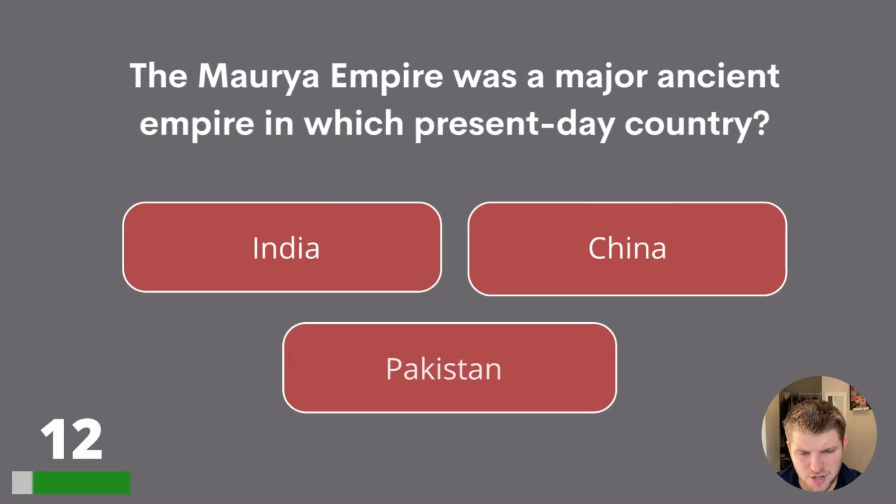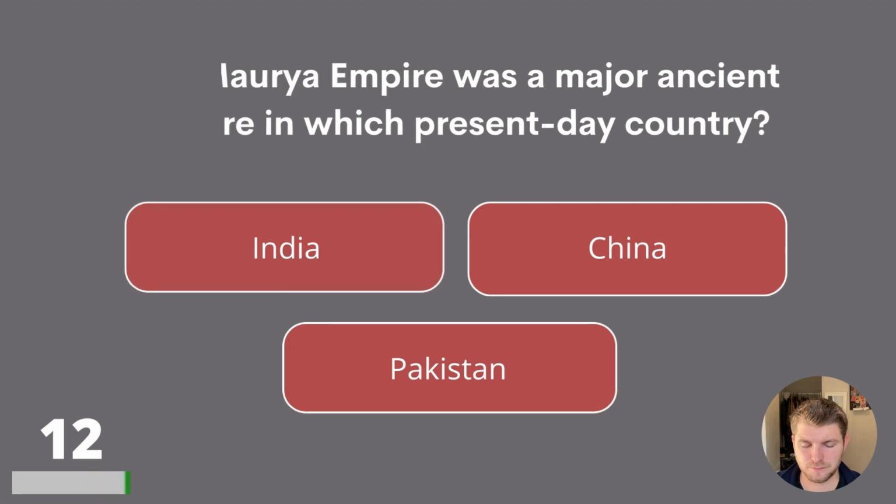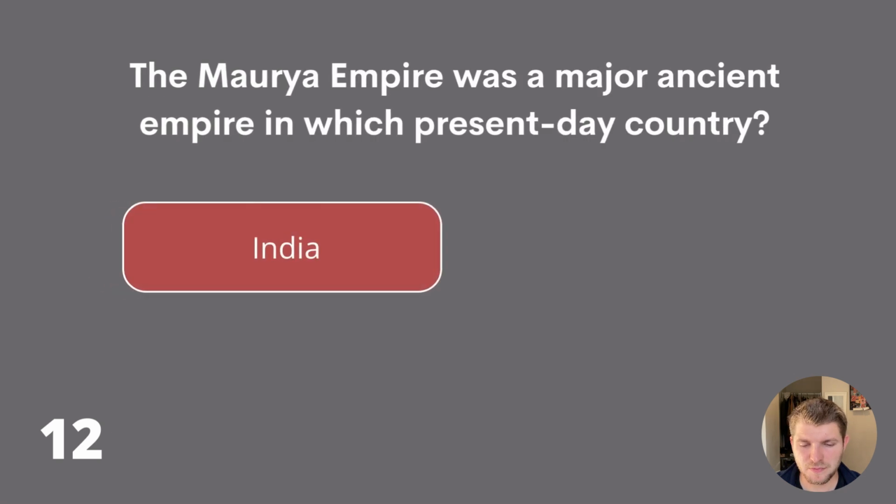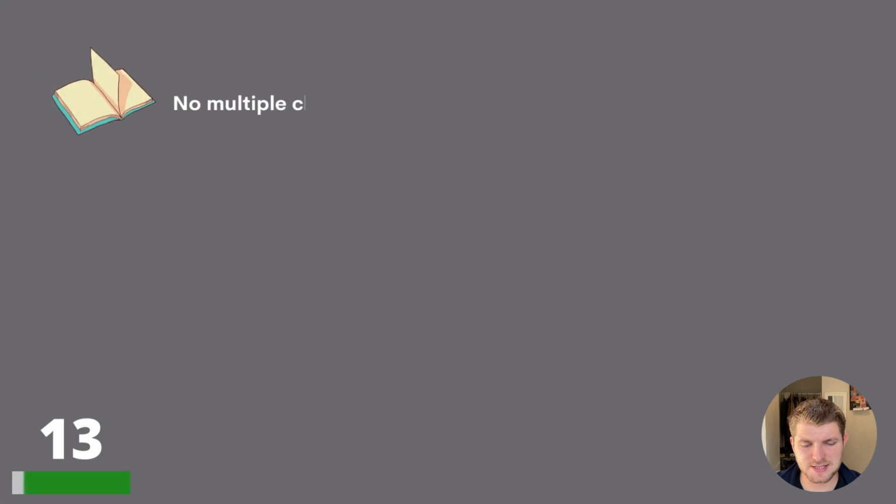Question 12. The Maurya Empire was a major ancient empire in which present-day country? India, China, or Pakistan? The answer is India.